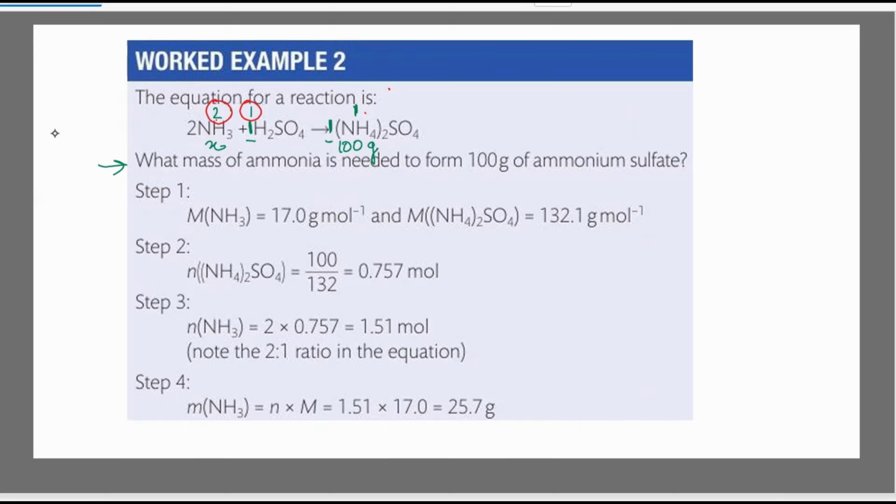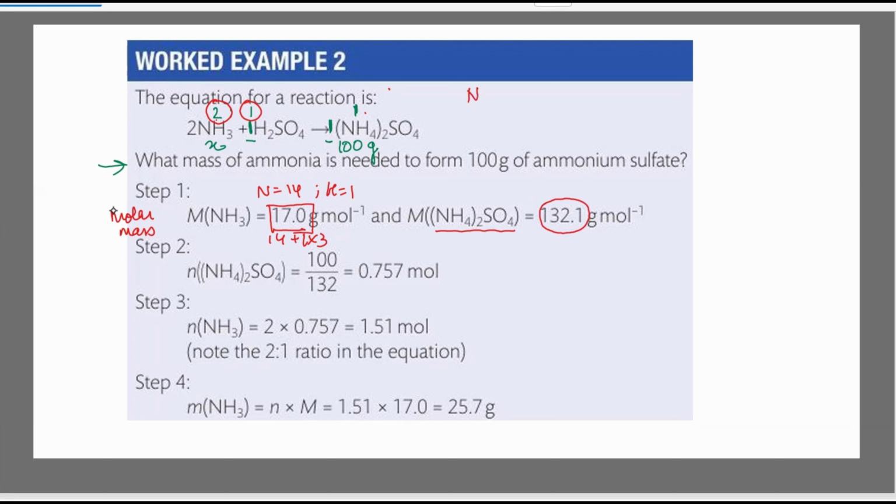So again, step 1 is we have to calculate the molar mass. These are the molar masses. So step 1, we need to calculate the molar mass of ammonia, which is 17. How did we get it? Nitrogen is 14 and hydrogen is 1, so it's 14 plus 1 times 3, we get the molar mass, that's 17.0 grams. This is a very crucial and important part: you need to calculate the molar mass carefully and correctly. If this molar mass goes wrong, then the whole question goes wrong.